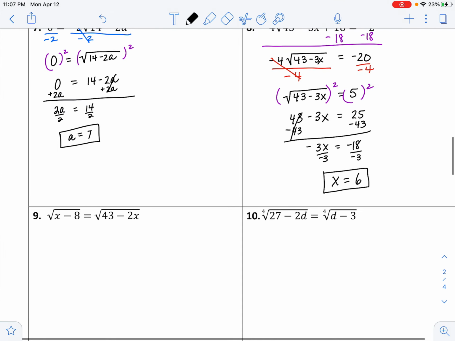All right, now 9 and 10 are a little bit different because there's a radical on both sides. But if they're the same index, then you can still do this. And they are on number 9, they're both square roots. Number 10, they're both fourth roots.